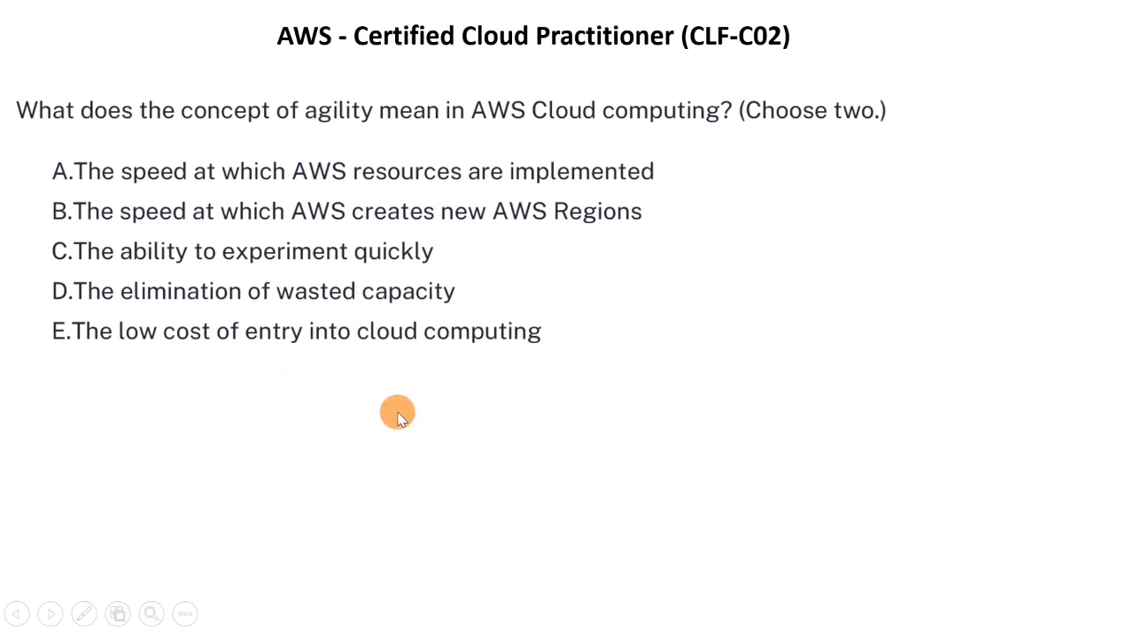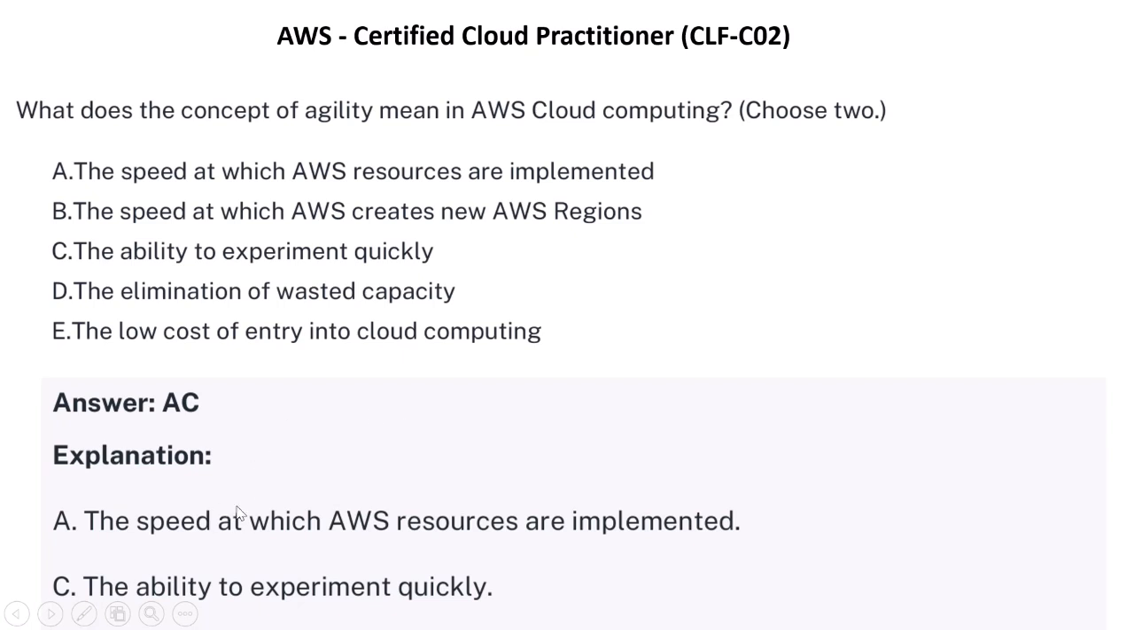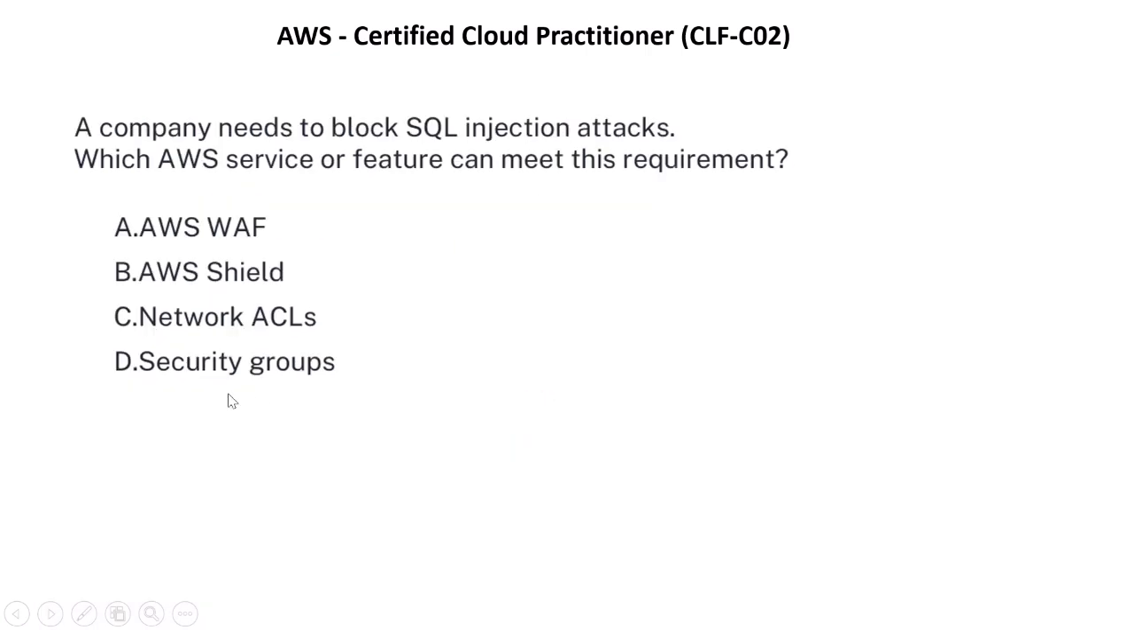The correct options are option A and option C, the speed at which AWS resources are implemented and the ability to experiment quickly. Let's move on to the next question.